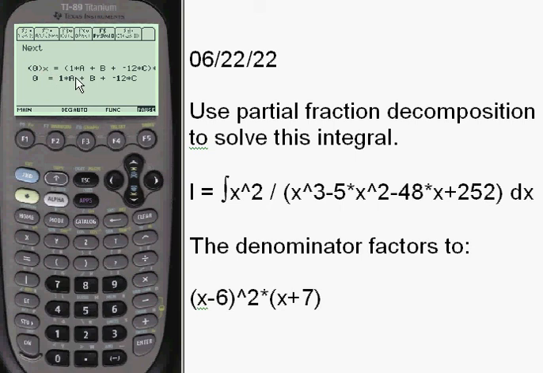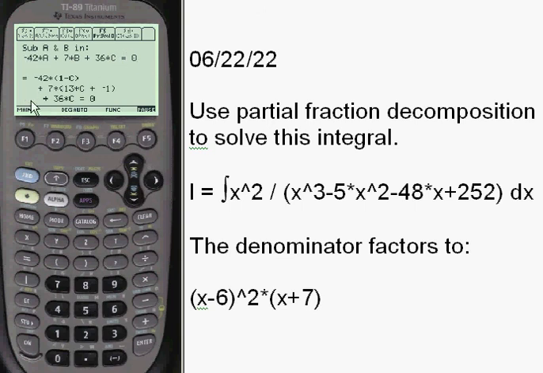0x is equal to 1 times A plus B plus minus 12C, x. You're on the end, you're a little bit off the screen. 0 equals 1 times A plus B plus minus 12C. And this is exactly how you do it on your paper if you were to do the computations for finding these A, B, and C values.